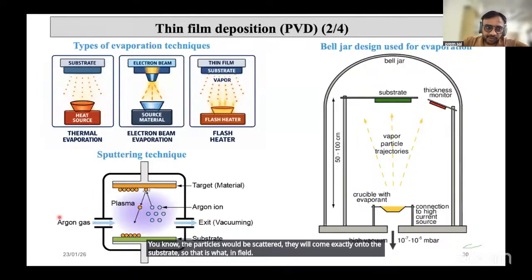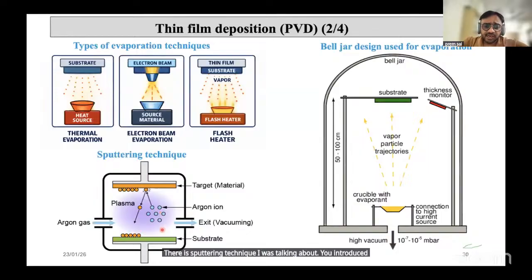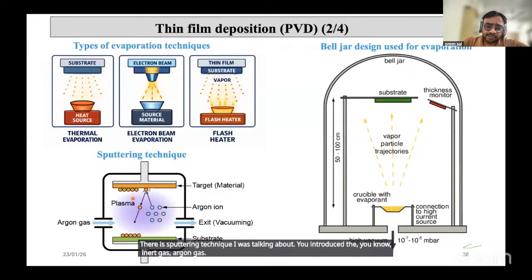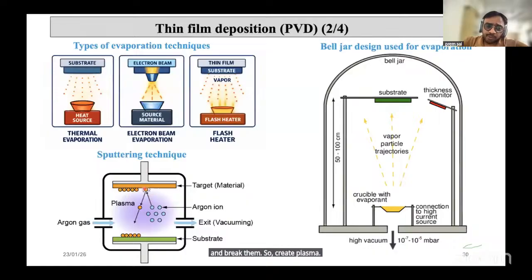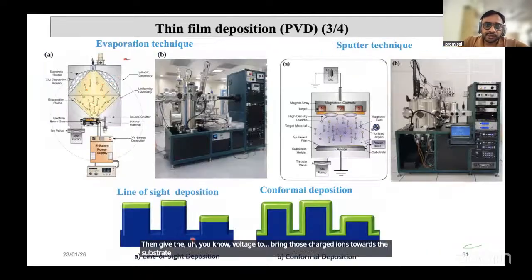The other technique I was talking about is sputtering. You introduce an inert gas, argon gas, and break it down, so you create plasma, give a potential difference, and accelerate these ions towards the target. Then it will remove the target atoms. Then you give the voltage to bring those charged particles towards the substrate. This is called sputtering. These are the tools which you have in ITBNF.